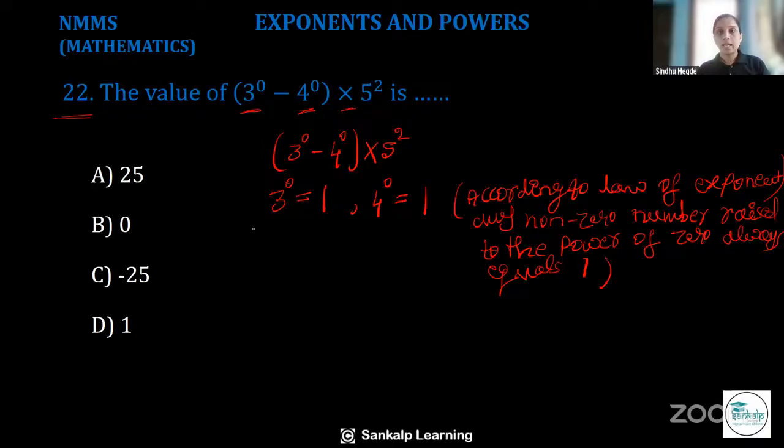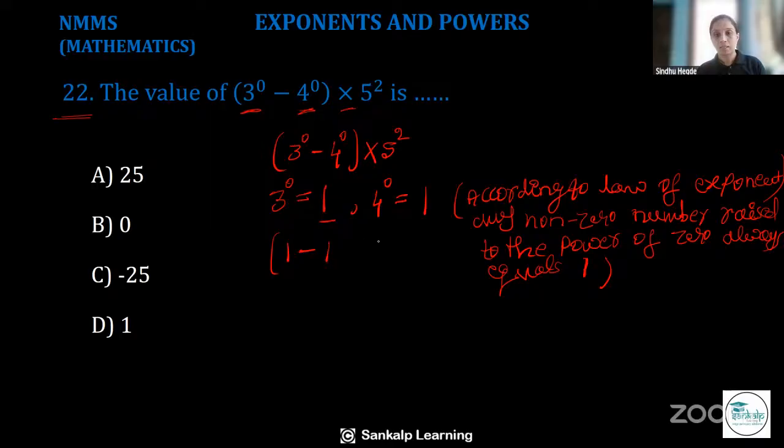According to this law, we can easily say that 3 raised to 0 is 1 and also 4 raised to 0 is 1. Now we get this 3 raised to 0 and 4 raised to 0. Substitute it in the given expression. In the place of 3 raised to 0, we have to take 1, minus 4 raised to 0 is 1.